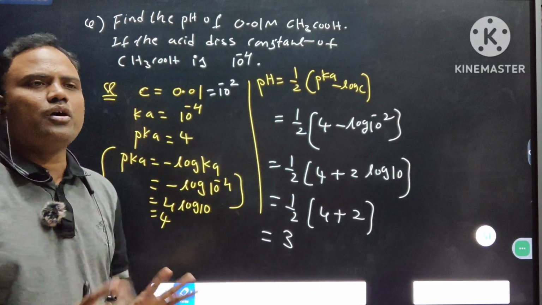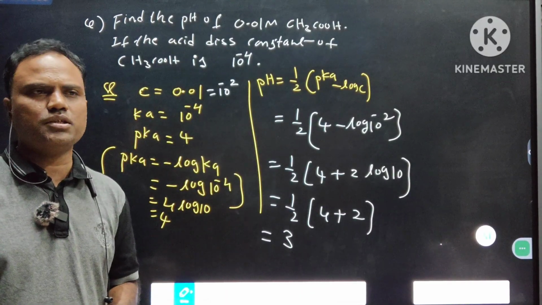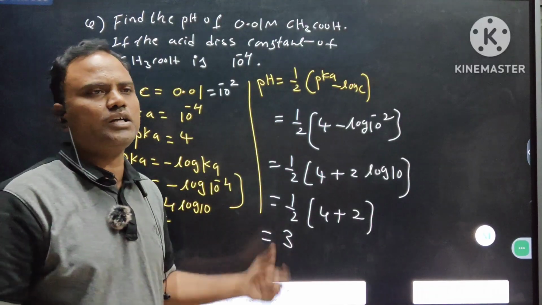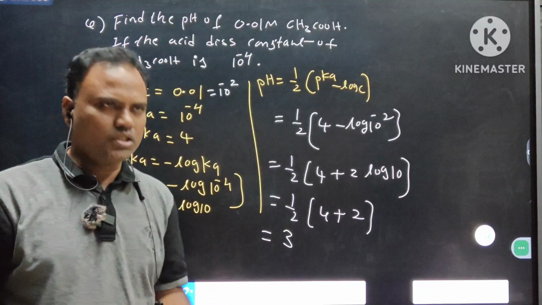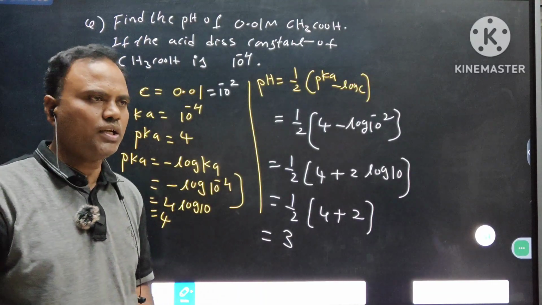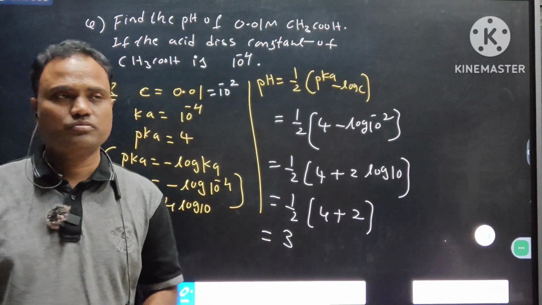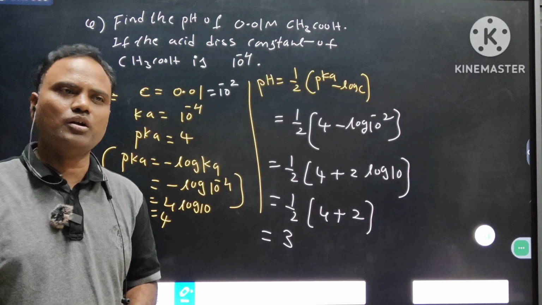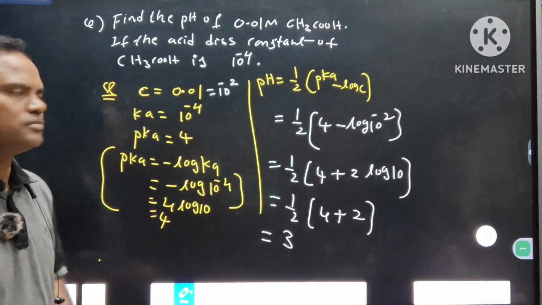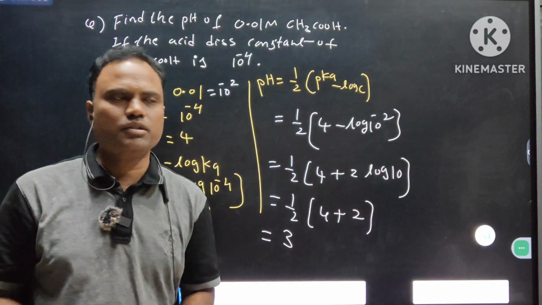This is applicable for all weak acids, not only for acetic acid. If you get acetic acid, then you can identify it easily. Instead of acetic acid, I can take H3PO4, HNO2, or benzoic acid also. All are weak acids. Okay? Right.